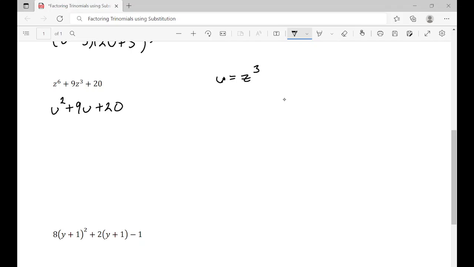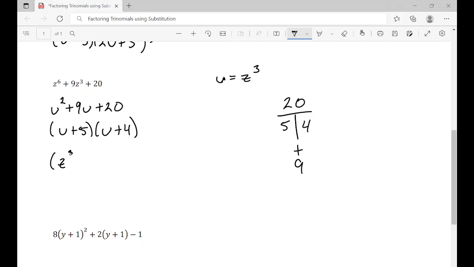Factor it out again. What times what will give us 20 and add to give us 9? In this case, it's 5 and 4, both positive. So u plus 5, u plus 4. No coefficient in front other than a 1, so no need to divide. But again, we started with z's, so we need to end with z's. So we're going to go back and replace what u is with z cubed. So we're going to get z cubed plus 5 and z cubed plus 4. And here we have our factored form.